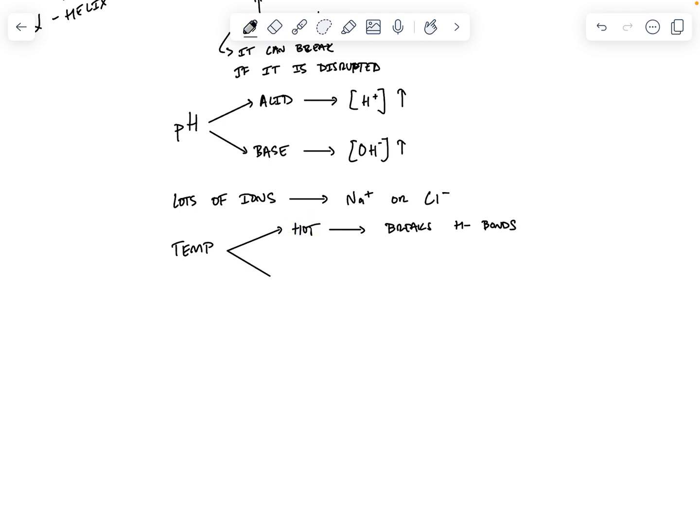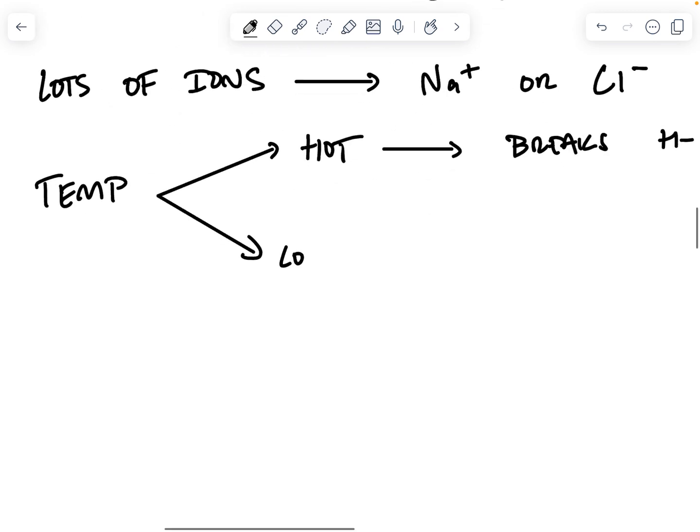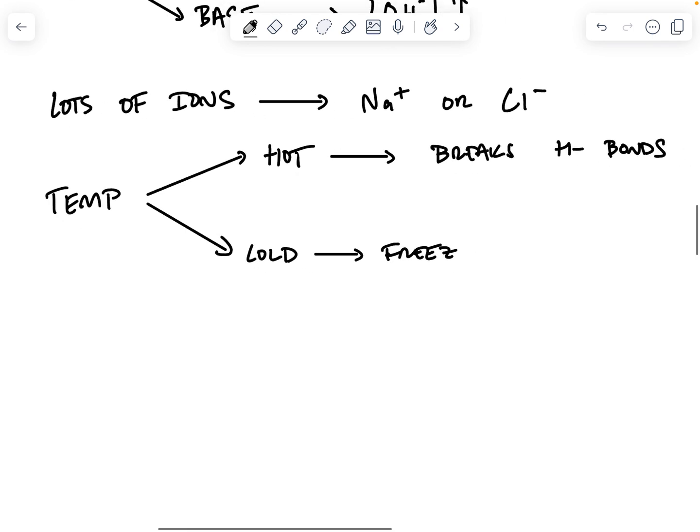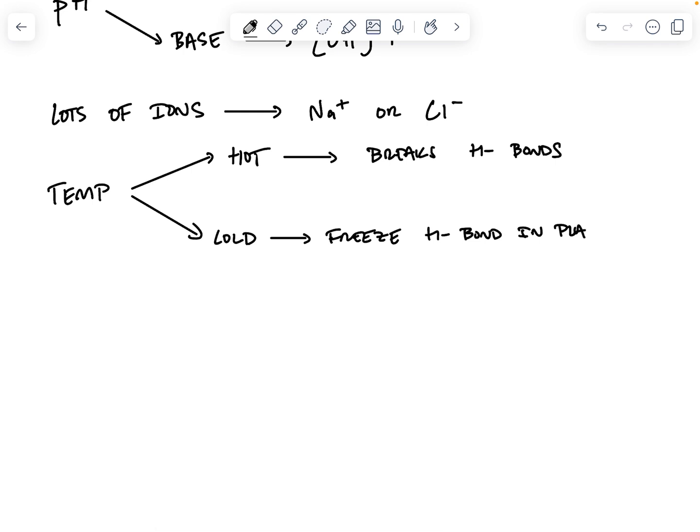Cold temperatures don't break hydrogen bonds. They just freeze hydrogen bonds in place. So, cold is not going to destroy the H bonds. It's not going to break them. It's just going to lock them into place.